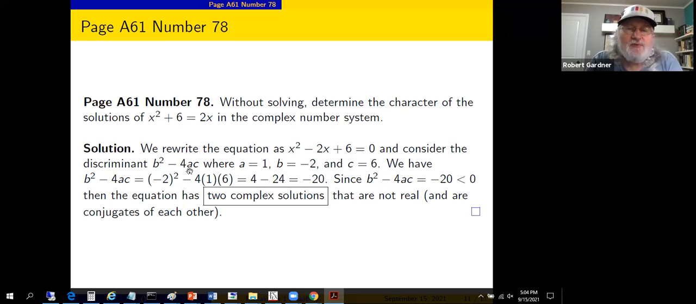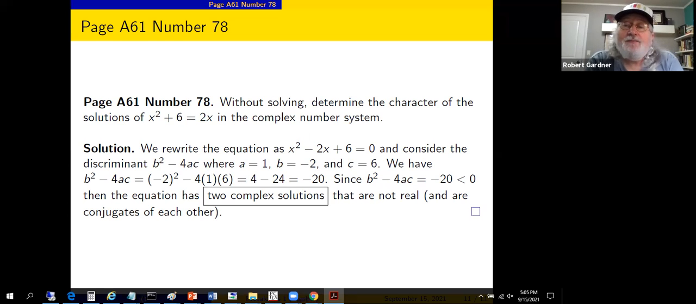Discriminant's b squared minus 4ac. B is -2, we'll plug that in here. A is 1, C is 6. Substituting those in the appropriate place. -2 squared is 4. Minus 4 times 6 is -24. Simplify, we get -20. Of course, the important thing about -20 is it's less than 0. It's negative.